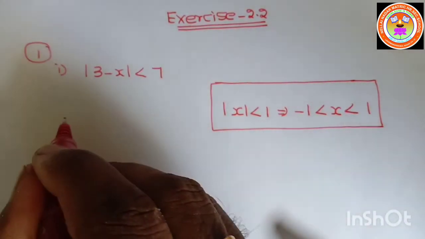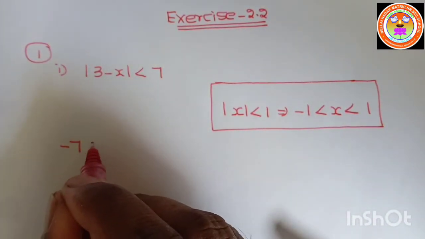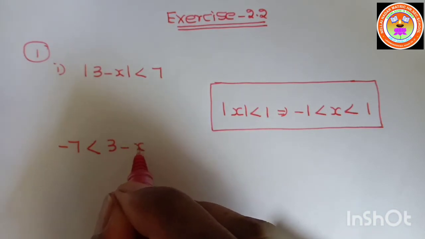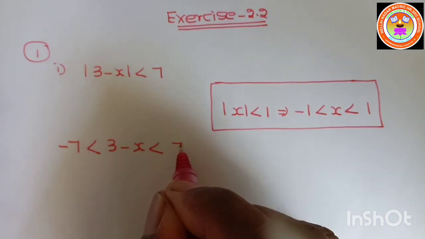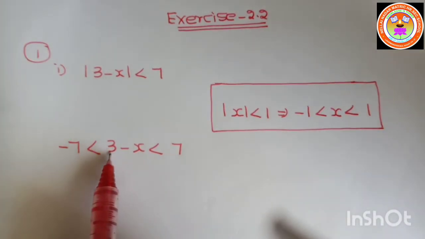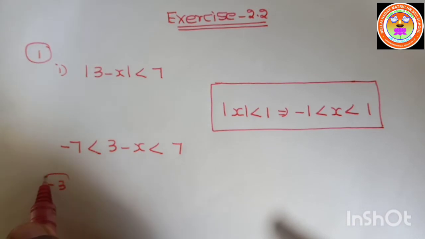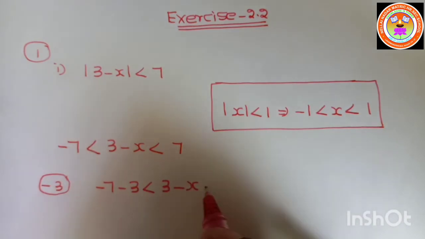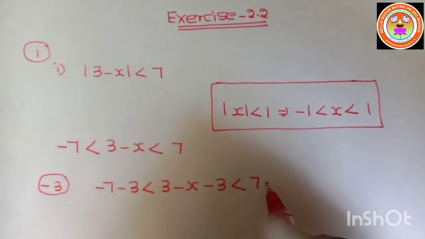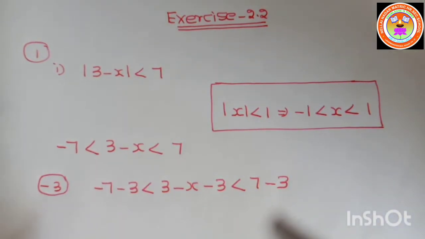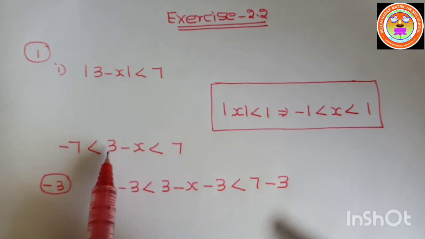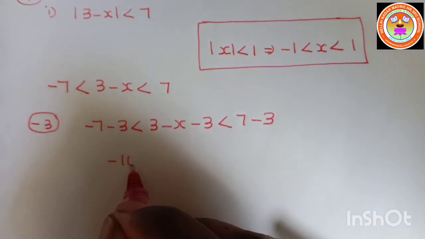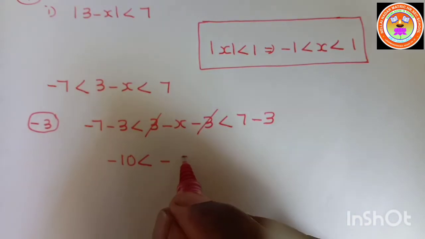Here 7 is given. So minus 7 less than x, where x is inside of the modulus: 3 minus x less than 7. Between x only is coming, so you remove 3 by subtracting 3: minus 7 minus 3 less than 3 minus x minus 3 less than 7 minus 3. Why can we subtract 3? Because next to x only plus 3 is coming, you remove it by subtracting 3. Minus 7 minus 3 is minus 10. Minus 3 plus 3 cancel, minus x. 7 minus 3 is 4.